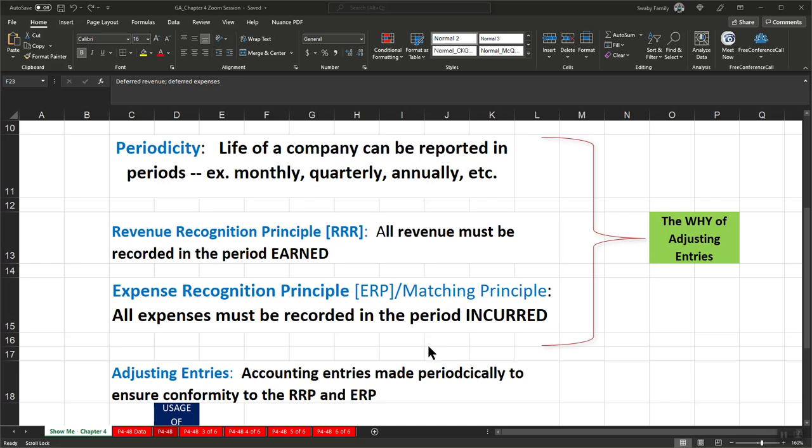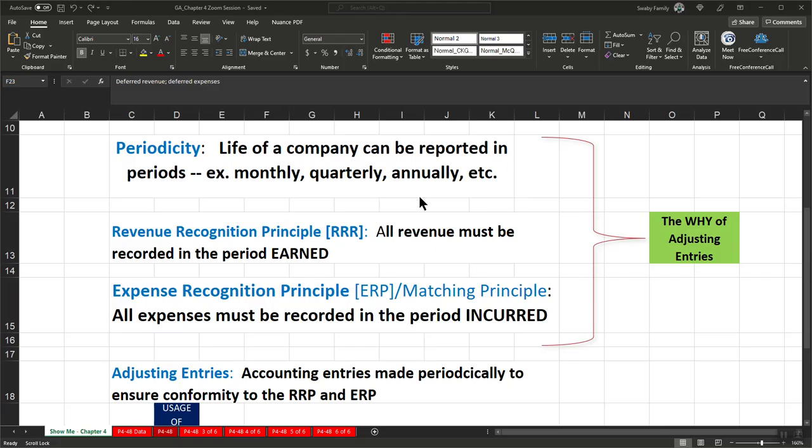In Chapter 4, you are focusing on adjusting entries. Adjusting entries is a special part of the accounting cycle and is required based on at least three rules in accounting. One rule is called periodicity, where the life of a company or a business can be reported in periods, for example, monthly, quarterly, or annually.